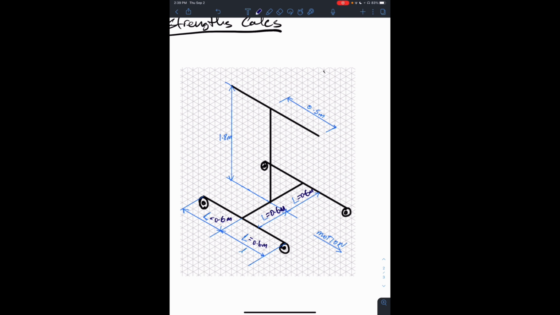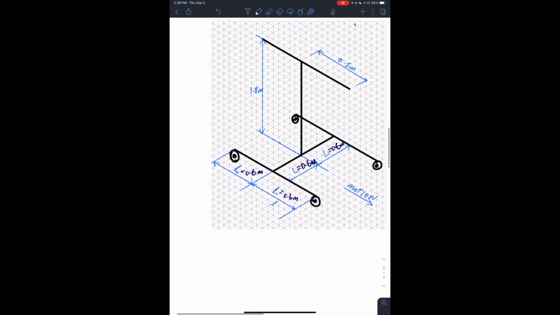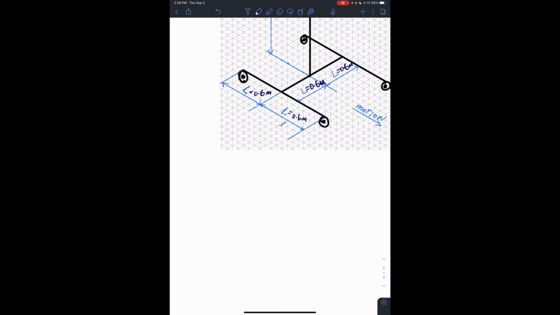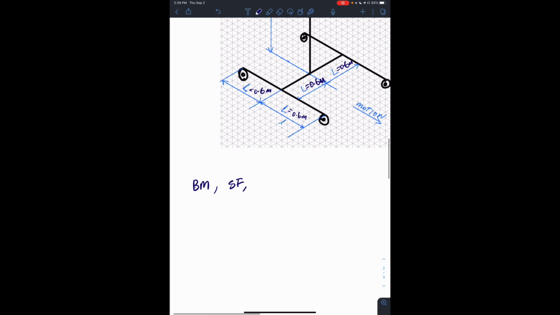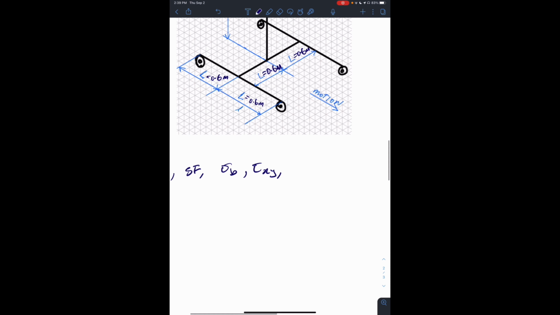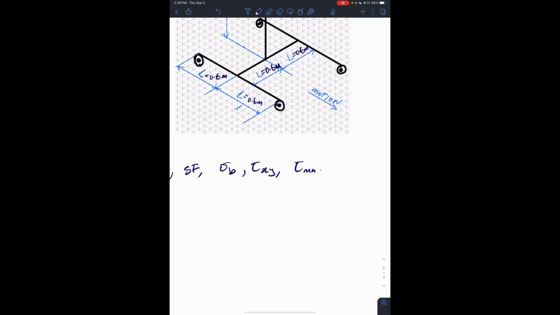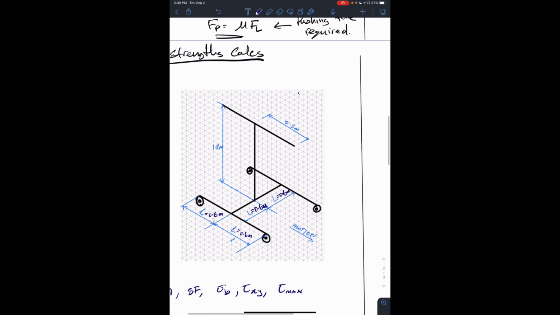So we're going to identify and pull out each beam and we're going to do the analysis on it. And by analysis, we're going to do bending moment diagram, shear force, then we're going to obtain the bending stress, the shear stress, then we're going to get the maximum shear stress, and then compare that to your sigma yield. That's what you would have done. You would have known these terms from when you did strengths of materials.